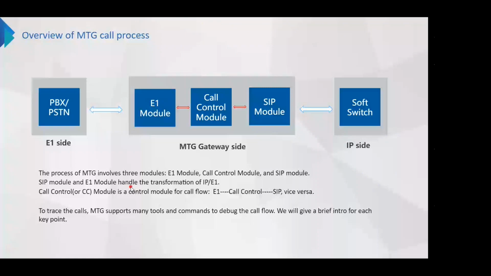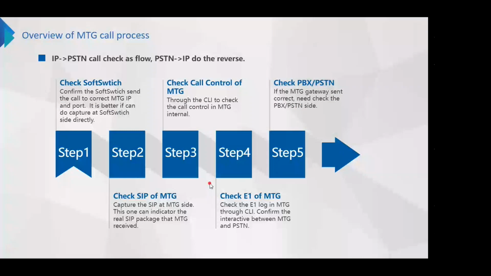So before I start the more detail, we now have the whole picture, this very basic physical picture. Let's start the more detail here. This is actually the same as the previous slide. For example, for an IP to PSTN call, we give you more detailed steps to go through. Of course, if you have any issue, you always have to check both sides.